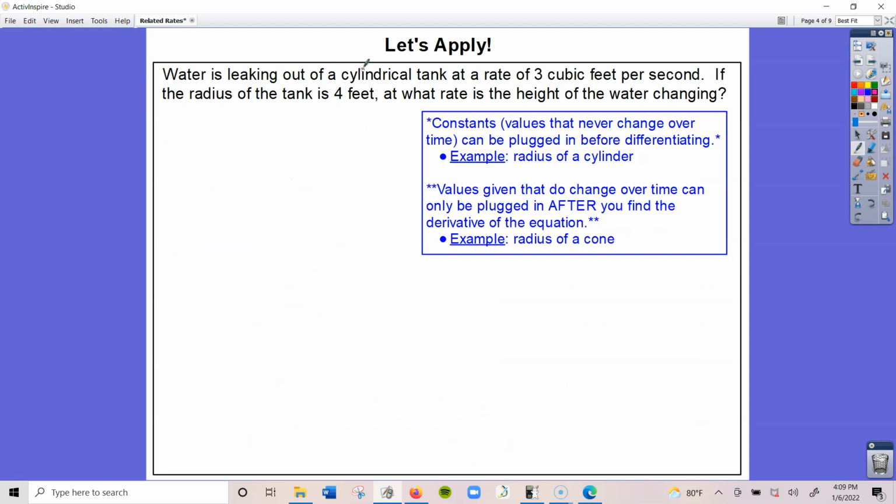Water is leaking out of a cylindrical tank at a rate of 3 cubic feet per second. If the radius of the tank is 4 feet, at what rate is the height of the water changing? So let's draw a picture. Here is my cylinder.